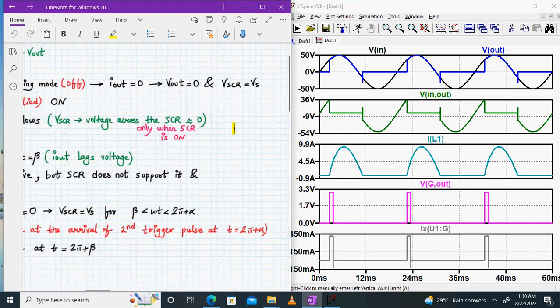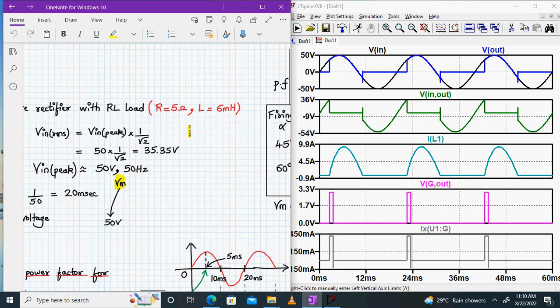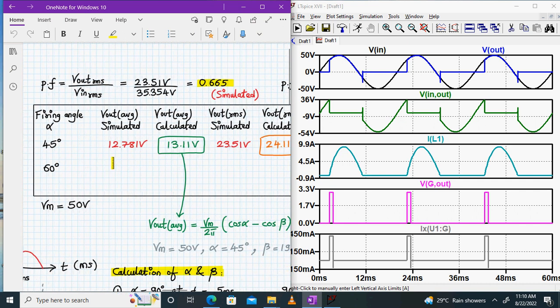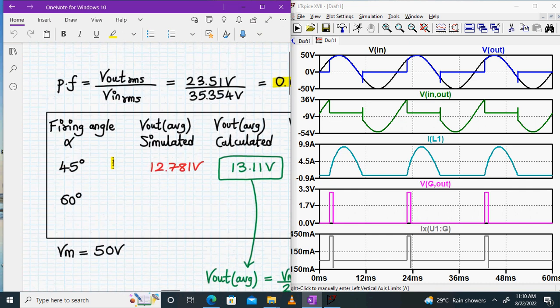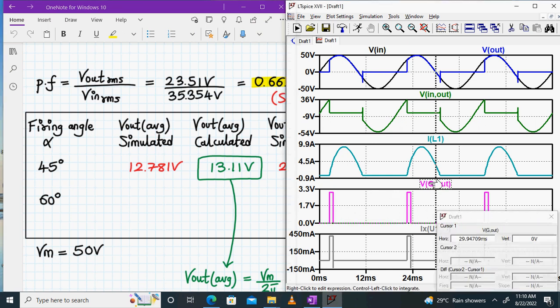Now, let us go back to the part wherein we have to calculate certain things. For this, controlled half wave rectifier with RL load, right? So there are various parameters which we have to control. So first of all, we have set the firing angle as 45 degrees. How we have set the firing angle as 45 degrees? As you can see, if I place my cursor over here, it's going to start exactly at around 2.5 millisecond, right? So we have calculated before, for time delay as 2.5 millisecond, my firing angle will be 45 degrees, right?